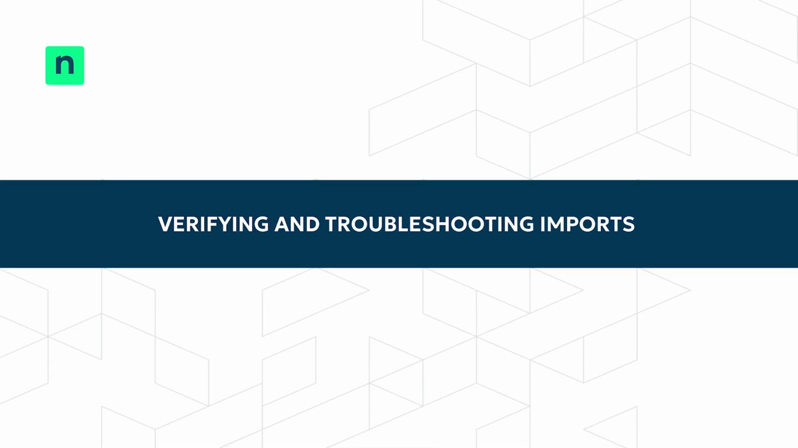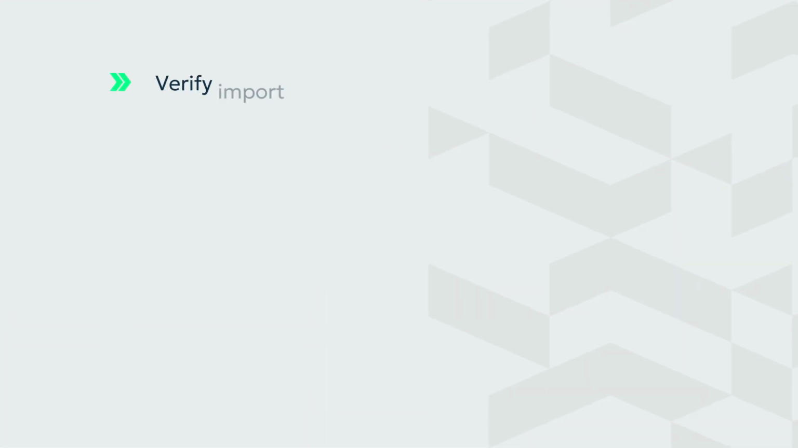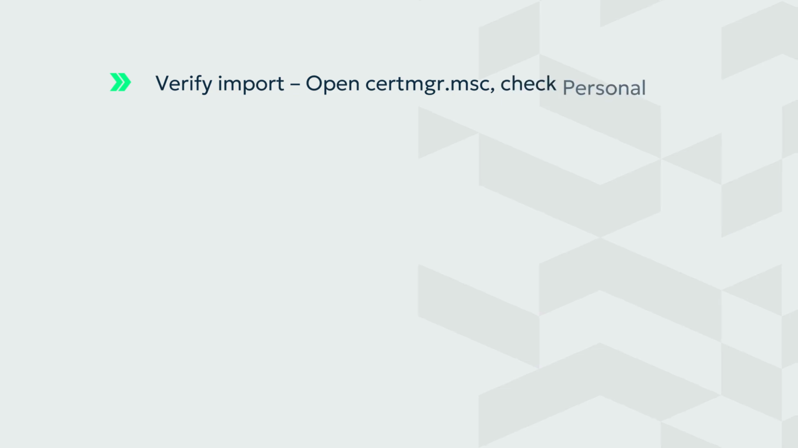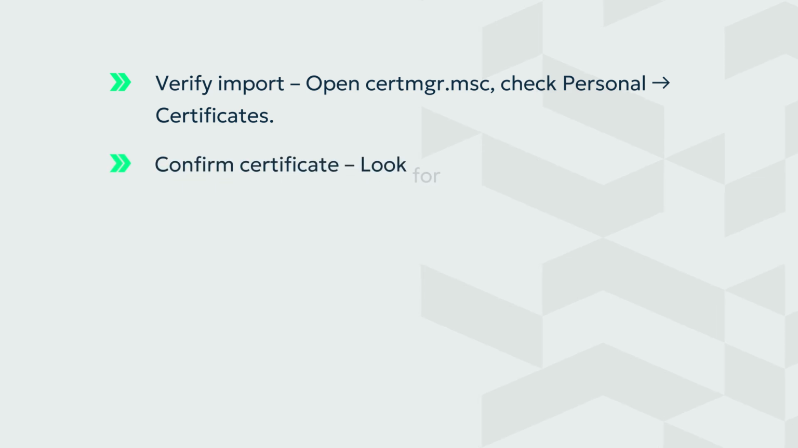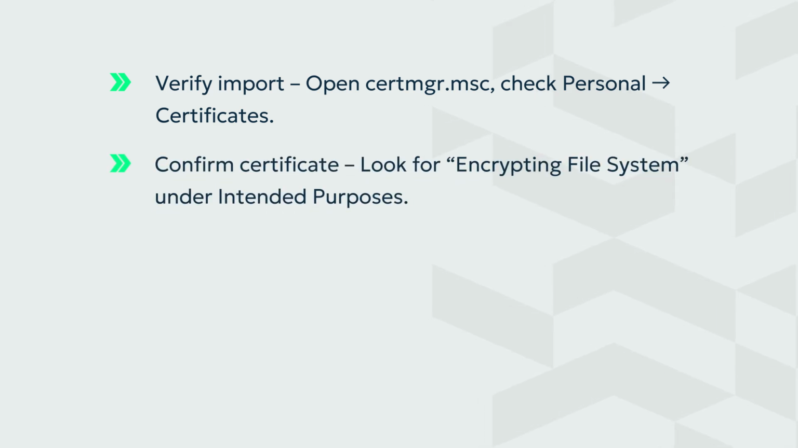Verifying and troubleshooting imports. To verify a successful import, go back to certmgr.msc and check under Personal and Certificates. If your certificate is listed and includes Encrypting File System under Intended Purposes, you're all set.